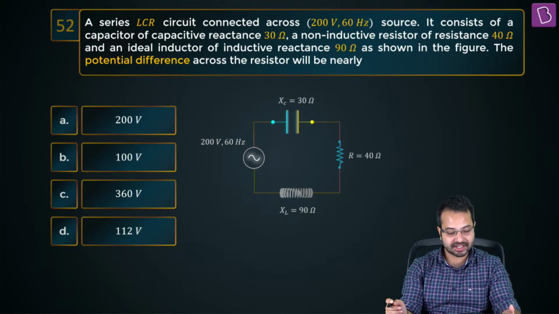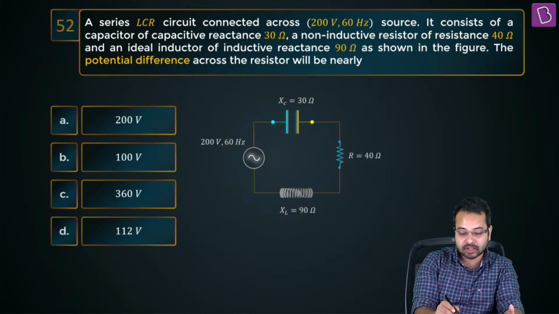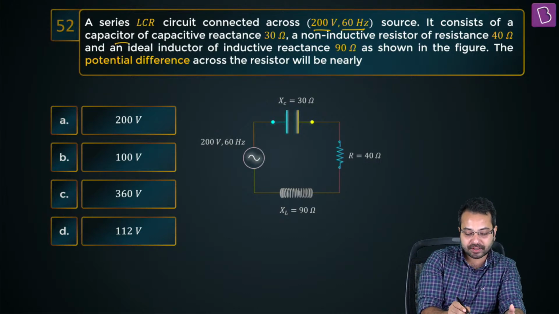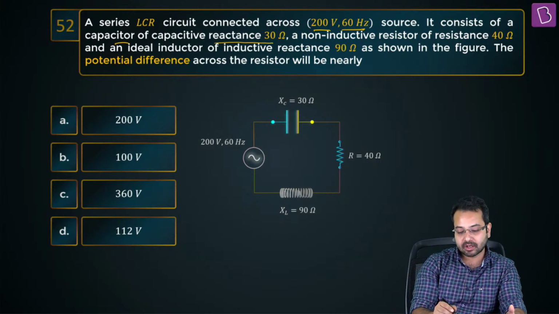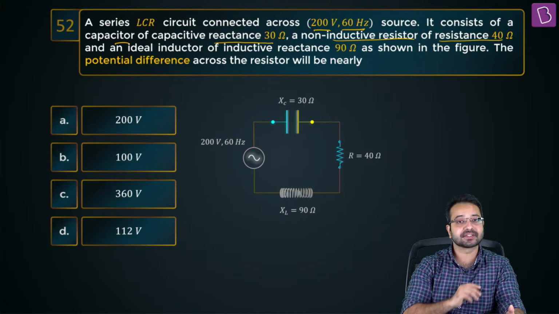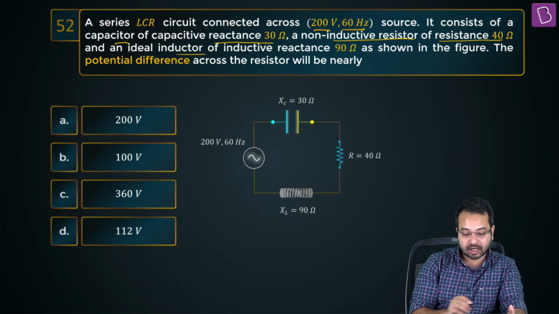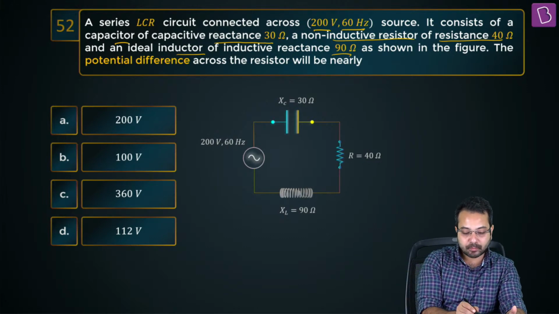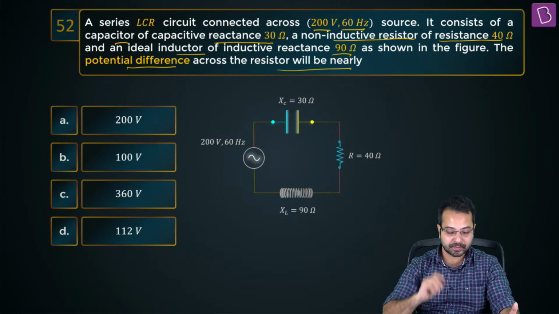Next, a series LCR circuit is connected across a 200 volt, 60 Hz source. It consists of a capacitor of capacitive reactance 30 ohm, a non-inductive resistor of resistance 40 ohm, and an ideal inductor of inductive reactance 90 ohm as shown in the figure. The potential difference across the resistor will be nearly.